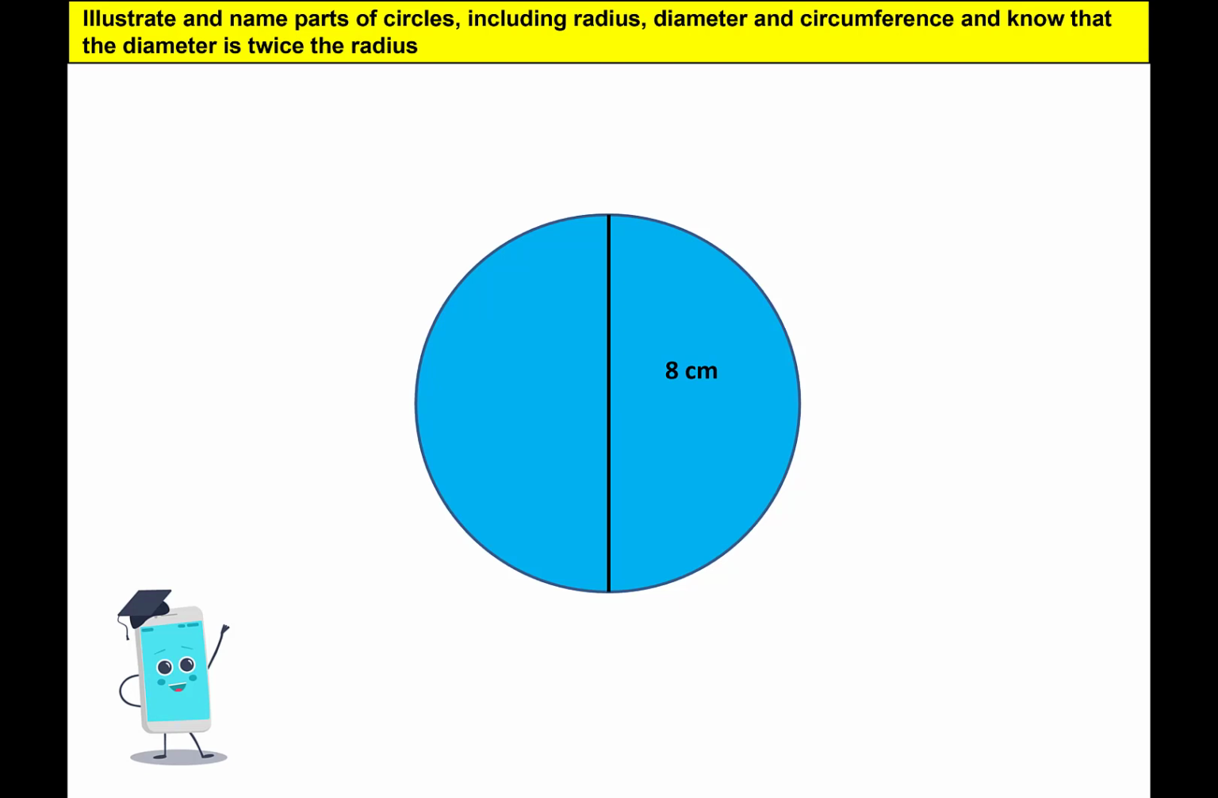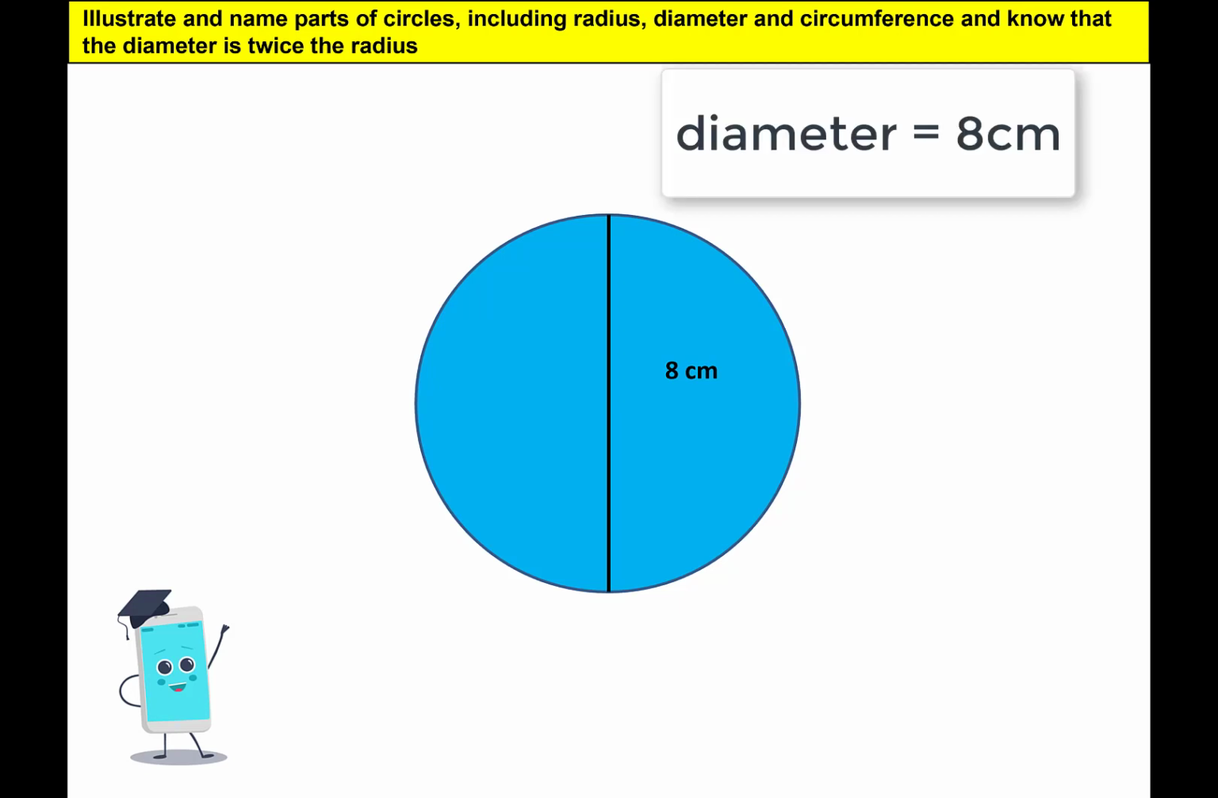I can see that the line cuts the circle completely in half. It goes from one edge to the other through the centre. So I actually have the diameter. So I could write down that the diameter is 8 centimetres. So if I'm looking for my circumference, what formula am I going to use from my guide? So you can see, using your guide, that the circumference is pi times the diameter.